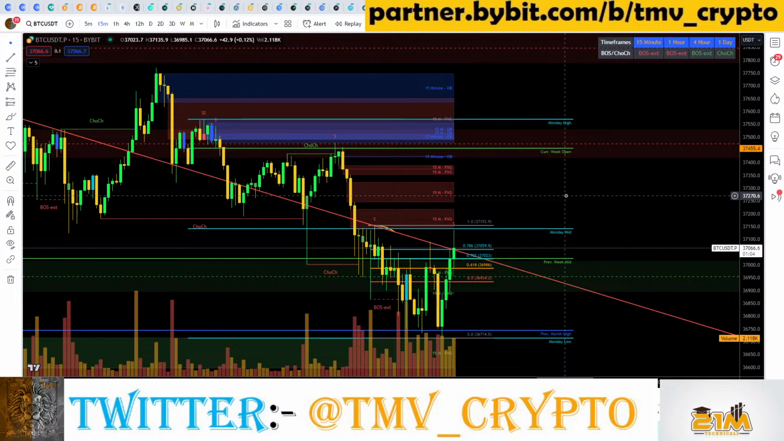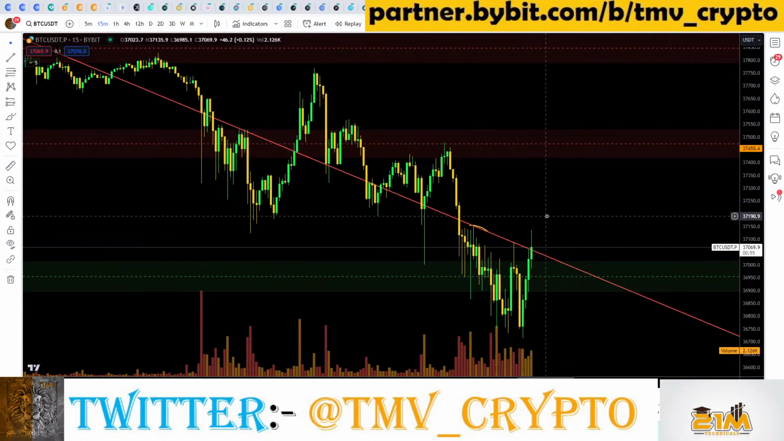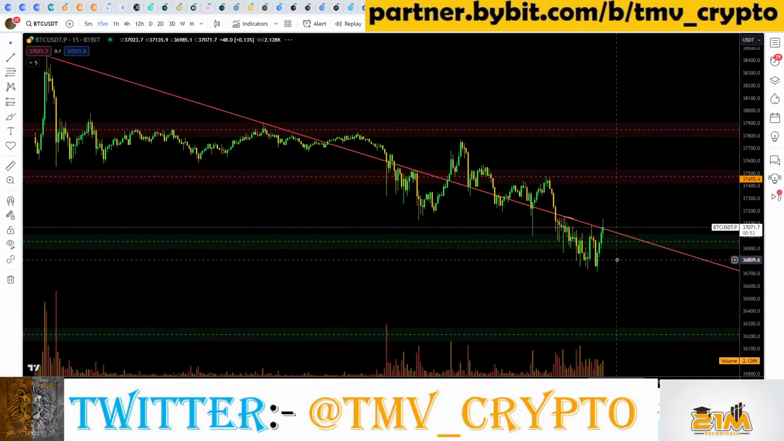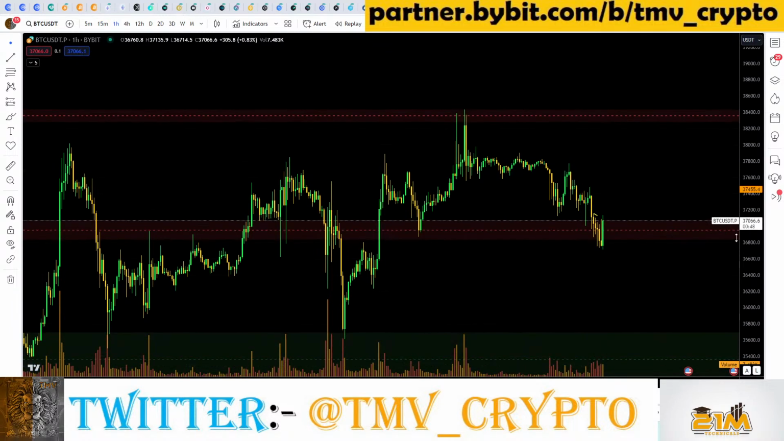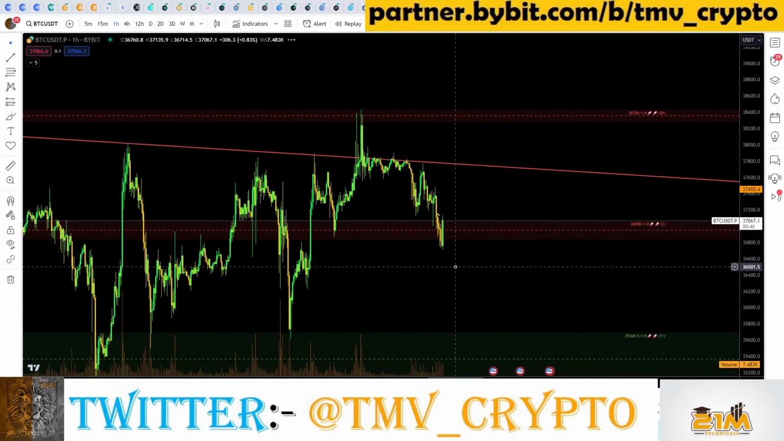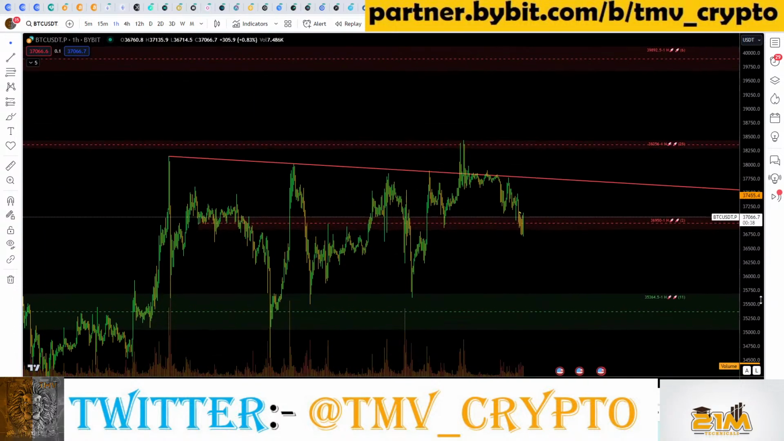So I hope this helps you in understanding how this support and resistance indicator works, ladies and gentlemen. Thank you so much for giving me inspiration and motivation to work harder to make this happen, because honestly, if you were not there, I would not have made such beautiful indicators and algorithms for you guys.